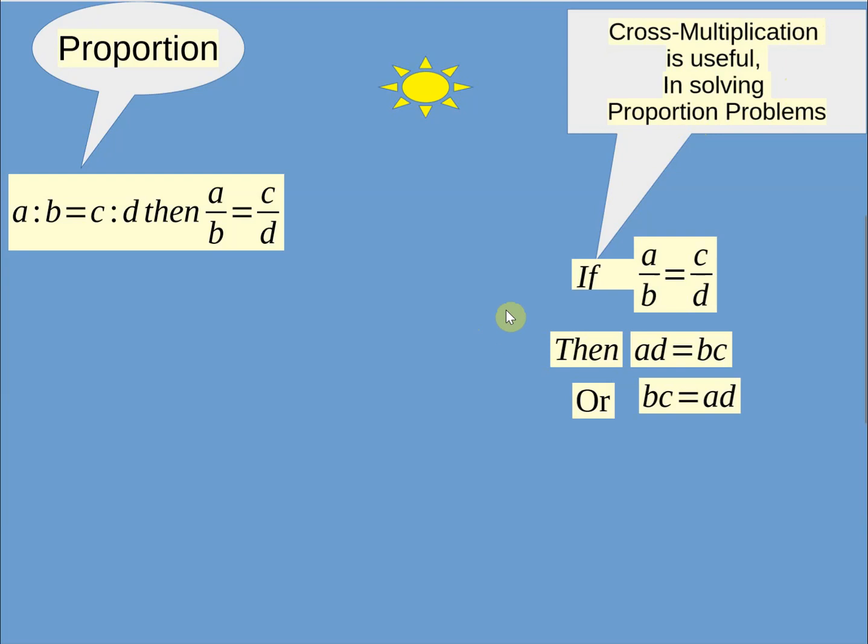So let's see here. The cross multiplication is, if we have something like this proportion, A is to B is equal to C is to D, we know that we can write it as this. So if we have A divided by B is equal to C divided by D, then if we cross multiply, we have AD is equal to BC. Or we can also say BC is equal to AD.